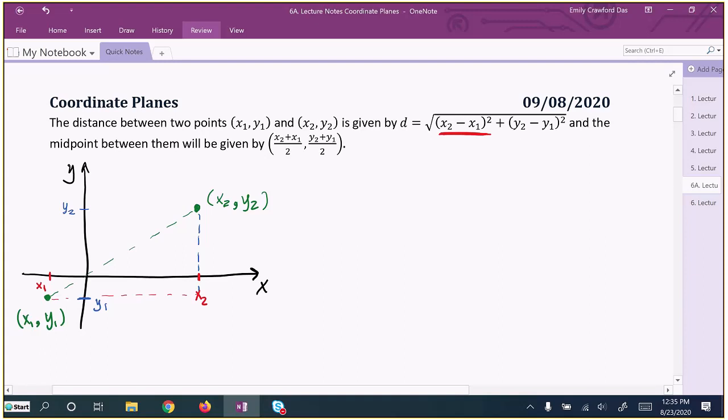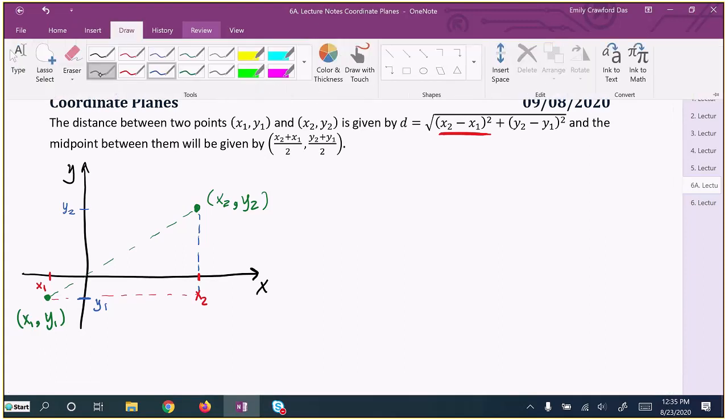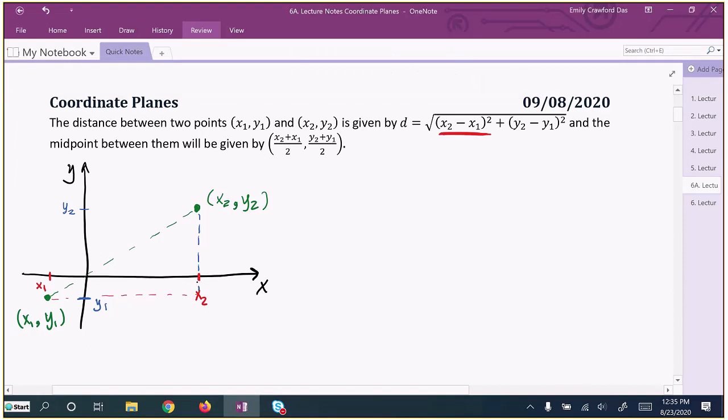So you may be able to tell by the picture on your screen that the distance formula is closely related to the Pythagorean theorem, but all we need to know is what the formula is and how to use it. So the distance between 2 points is going to be the distance between their x coordinates squared plus the distance between their y coordinates squared, and then take the square root of everything.